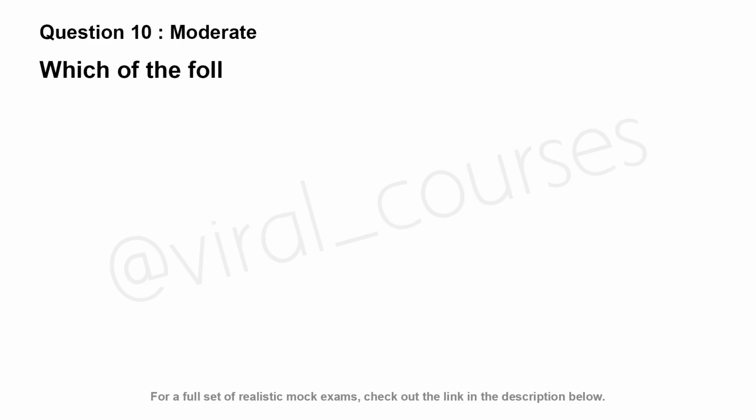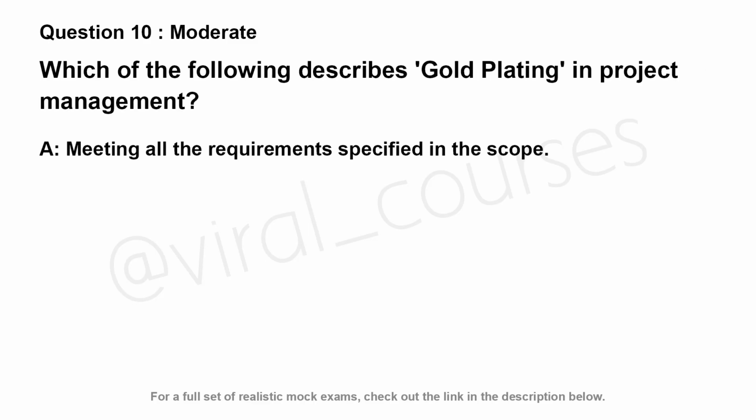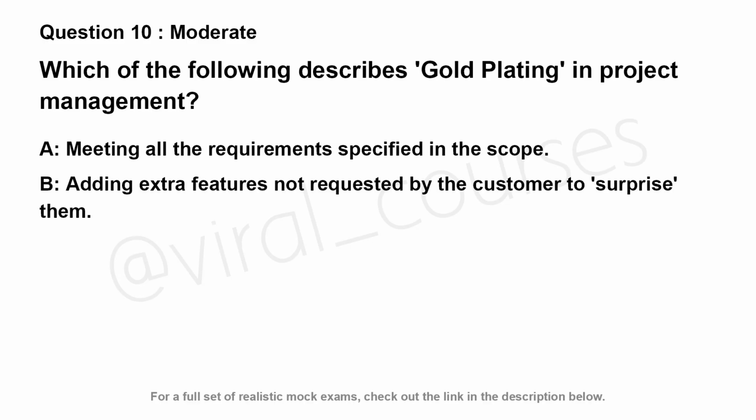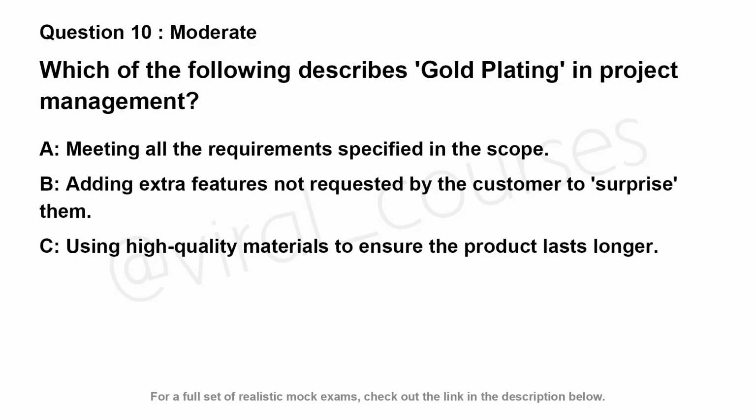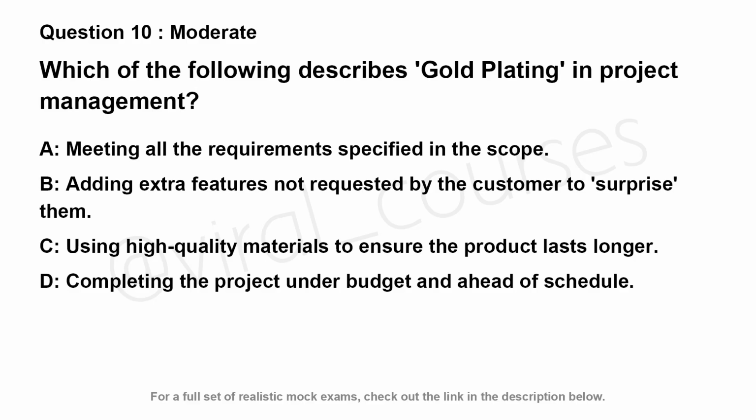Which of the following describes gold plating in project management? Option A. Meeting all the requirements specified in the scope. Option B. Adding extra features not requested by the customer to surprise them. Option C. Using high-quality materials to ensure the product lasts longer. Option D. Completing the project under budget and ahead of schedule.